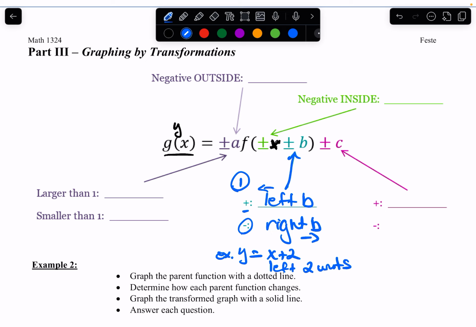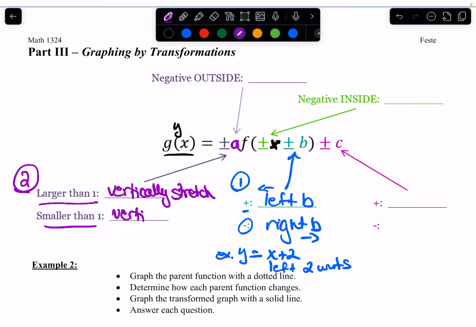Okay, our next thing that we're going to look at is this a right here. So that is our vertical stretch or shrink. If it is larger than 1, then we vertically stretch by whatever the number is. If it is smaller than 1, we vertically shrink.